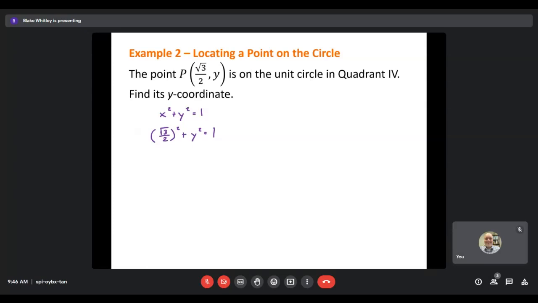I'm going to start by squaring this x value. Square root of 3 squared should give us 3, and 2 squared is 4. Now I need to get my y by itself, so I'm going to subtract 3/4 from both sides. 1 minus 3/4 gives us 1/4. Now I can take the square root of both sides. So y equals, and don't forget, when we take a square root like this, we have to remember a plus or minus. Square root of 1 is 1, square root of 4 is 2, so we get plus or minus 1/2.